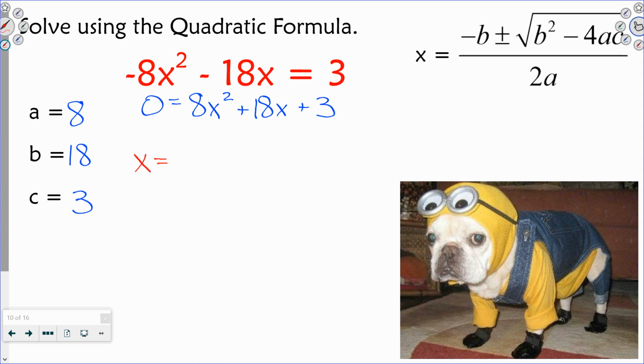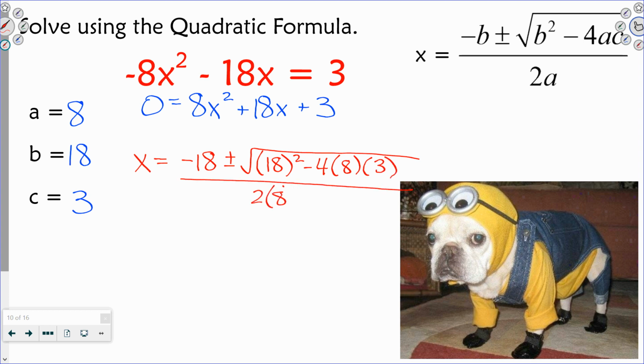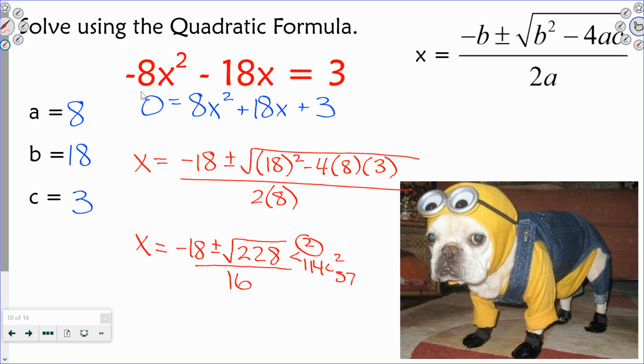So plugging into our formula, we get negative B, which is negative 18, plus or minus square root, would be 18 squared minus 4 times 8 times 3, all over 2 times 8. So cleaning up underneath there, was it 228 over 16? Factor tree here, 2 and 114, 2 and 57. Is that 3 and 19? My mental math is a little shaky this morning.